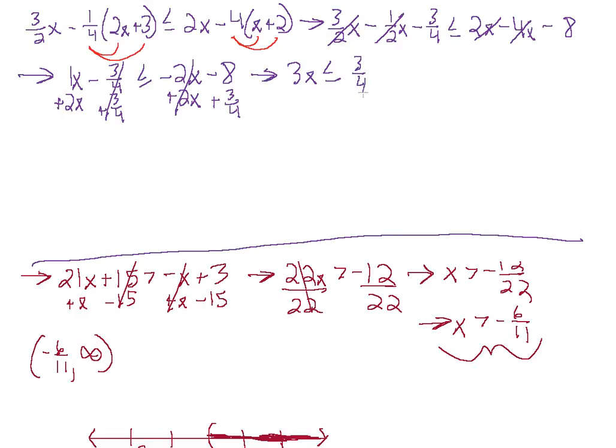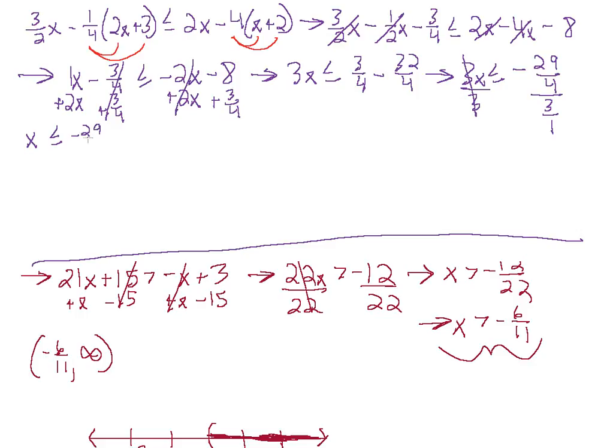Let's go ahead and write 8 as a rational number with a denominator of 4. So we have a denominator of 4, so 32 over 4. We have 3x is less than or equal to, this gives us minus 29 over 4. Let's divide both sides by 3 to isolate our variable. We'll write 3 as 3 over 1 over here so we can divide by a fraction. Those two terms cancel, just giving us x. We still have our less than or equal to sign.